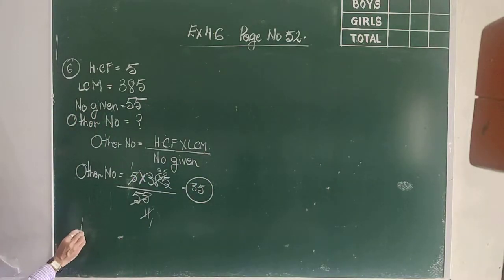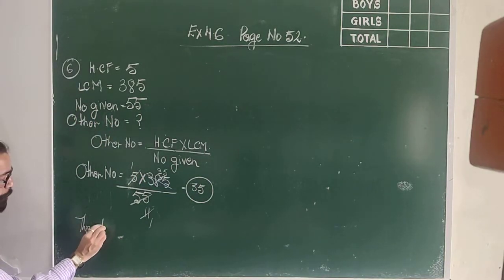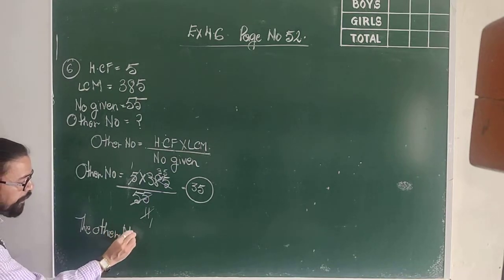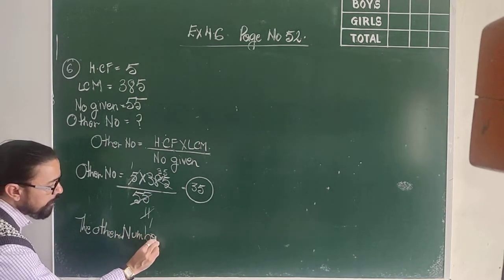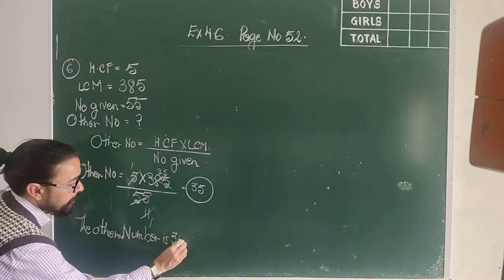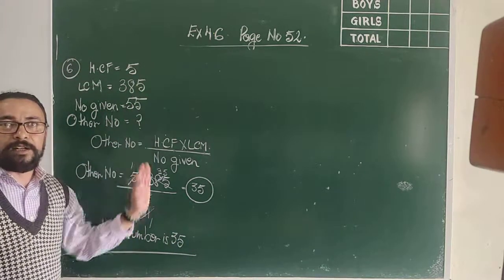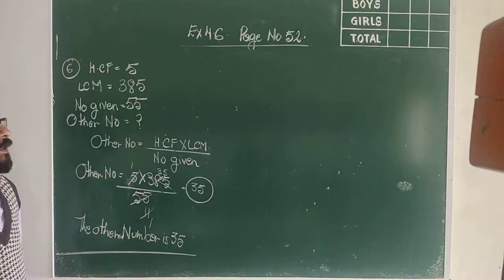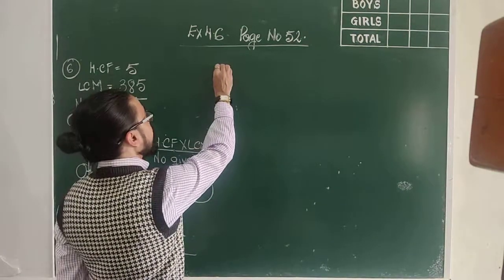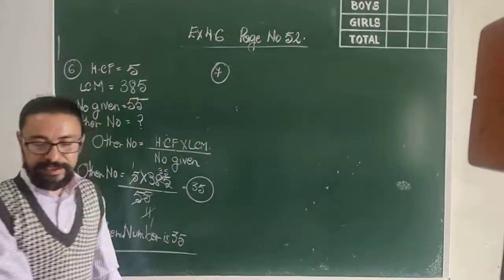Now I write my final statement. The other number is 35, and I am done with the sum. This is how this particular sum has to be done. Let's go to the next sum, sum number 7.